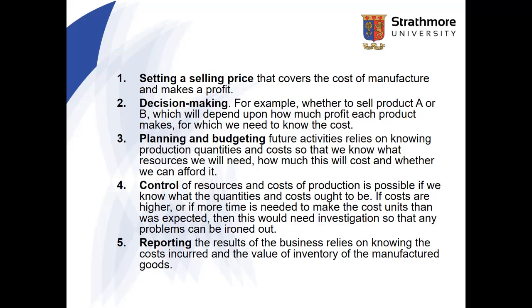Now that's therefore step number 4. Controlling resources and cost of production is possible if we know what the quantities and the costs ought to be. If costs are higher, or if more time is needed to make the cost units than what was expected, then that definitely needs more investigation. I think I mentioned that, trying to investigate the variance. The sales were meant to be 10 million, now you only have 8 million. Why are we short of 2 million?